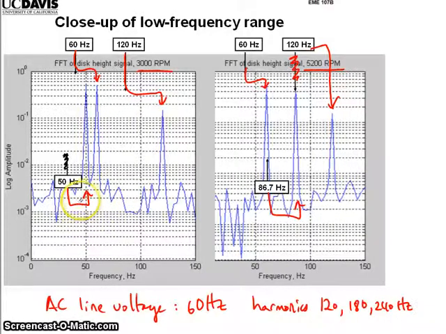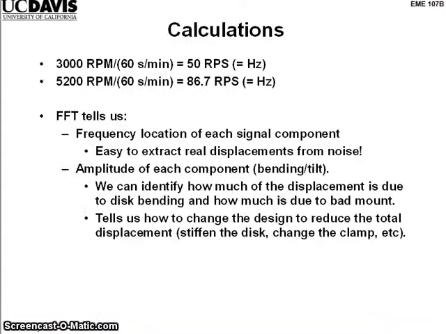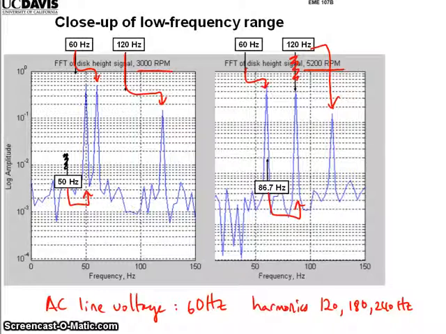Now the signals that are different, you can see there's one signal at 50 hertz here, and then it's moved up to 86.7 hertz as I increase the spin speed. So I did the calculations. 3000 RPM, if I divide that by 60 seconds per minute, I get 50 rotations per second, which is 50 hertz. Similarly, 5200 RPM is 86.7 hertz. And so this signal, maybe I'll use a highlighter for this, this one is the spindle signal.